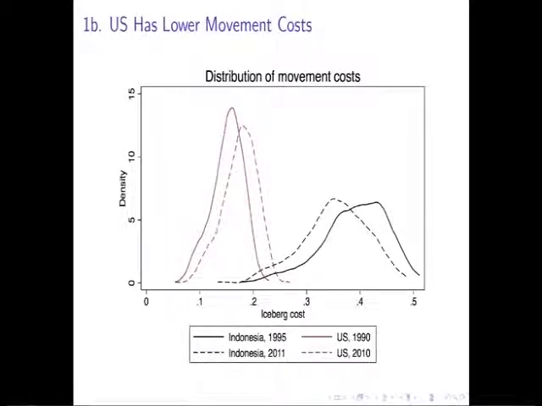Okay. These, then, are the movement costs in the US from this exercise. The first thing you notice is that they are much, much lower. They are much, much denser. They are still not insubstantial costs of moving across space, but they're almost entirely to the left of the distribution for Indonesia.